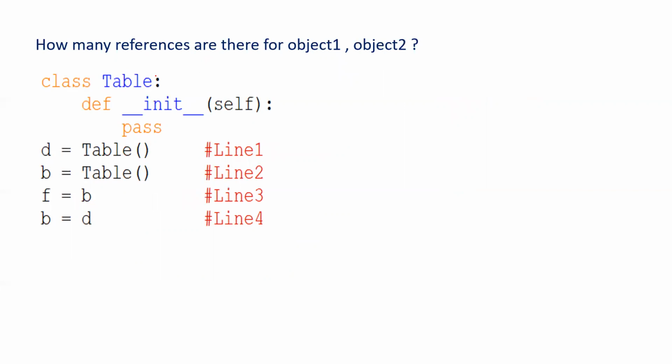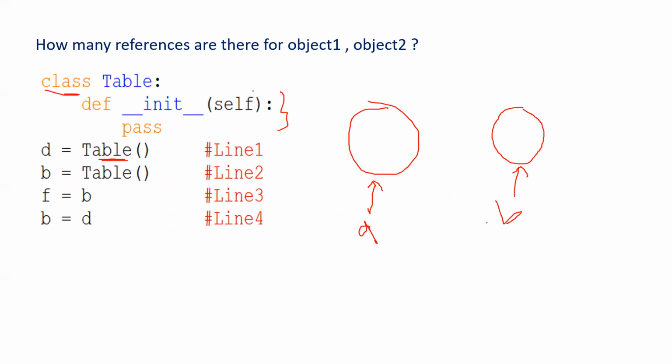See this. This is based on reference variables concept. Now observe, this is the class table and this is the constructor. In this line, we are creating a table object. Table object is created and D is a variable referring to it. Similarly, in the next line, line 2, we are creating one more table object with B referring to it. Now F equal to B, which means F is pointing to the object where B is initially pointing. So this will be the pictorial representation.